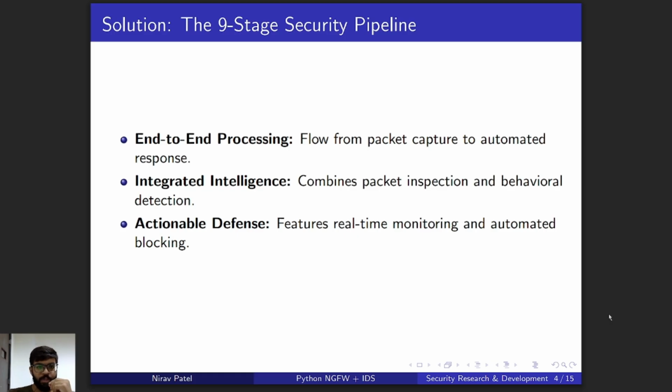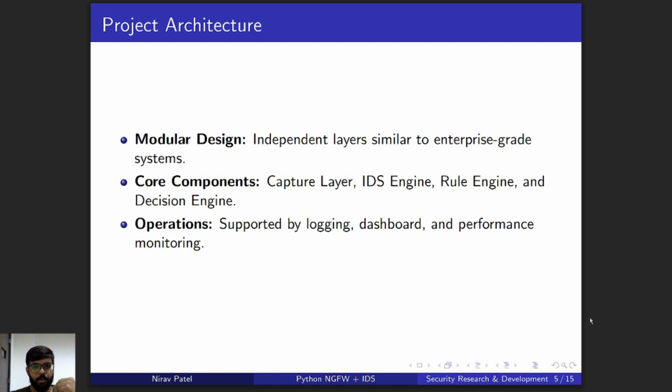So now we will go through the project architecture. The architecture is modular and layered, similar to enterprise-grade firewall systems. Each component performs one responsibility. The capture layer handles ingestion, the firewall engine enforces policies, the IDS engine detects abnormal behavior, the decision engine correlates output, the logging system stores events, the dashboard visualizes security activity, and the monitoring system ensures stability. This layered design ensures scalability, maintainability, and clarity of operations.